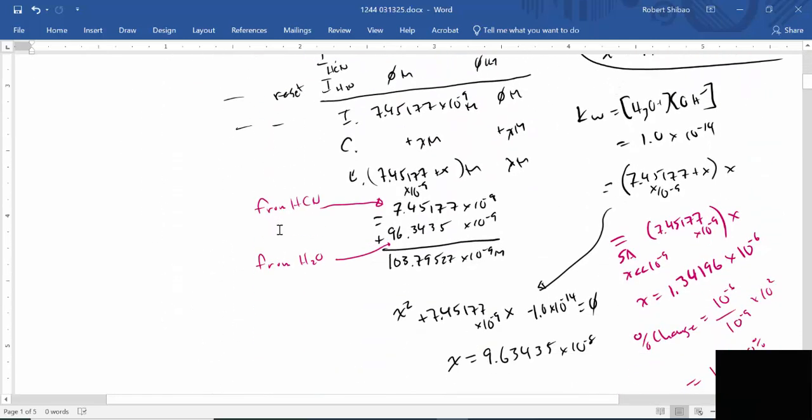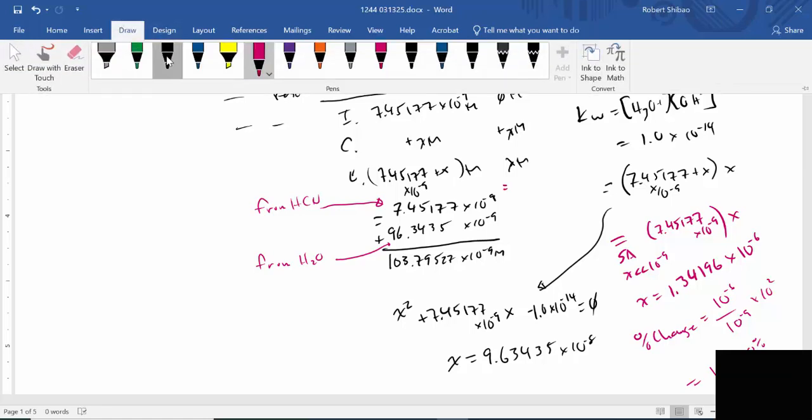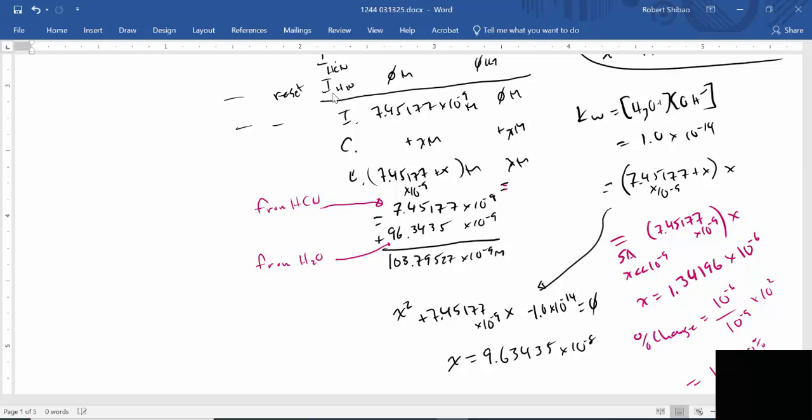But anyway, let's double check the concentrations because I don't know if I did this correctly. I could have made a mistake. And so the hydroxide ion concentration we'll add in here. The hydroxide is going to be just X, which is 9.63435 times 10 to the minus 8 molar. Okay, now we'll double check the equilibrium concentrations by calculating K, and just multiply those two together. And so I have 103, which is still in my calculator, times 9.63435 times 10 to the minus 8.